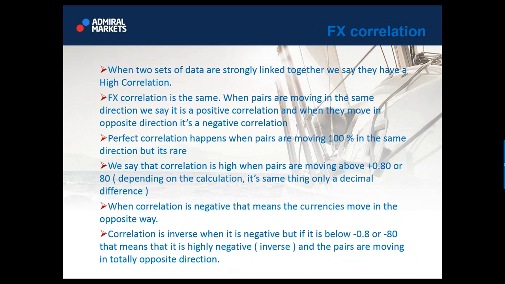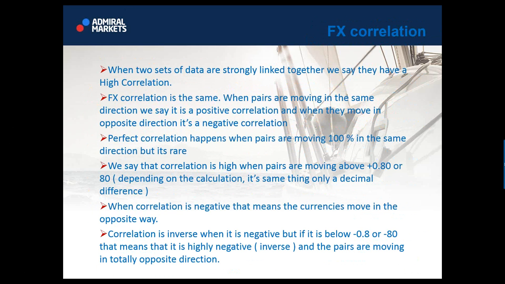Now, when two sets of data are strongly linked together, we say they have a high correlation. For example, when two pairs are moving in the same direction, we say it's a high correlation. Correlation can be low, moderate, strong, and very strong. Okay? We will be paying attention to that during the webinar.